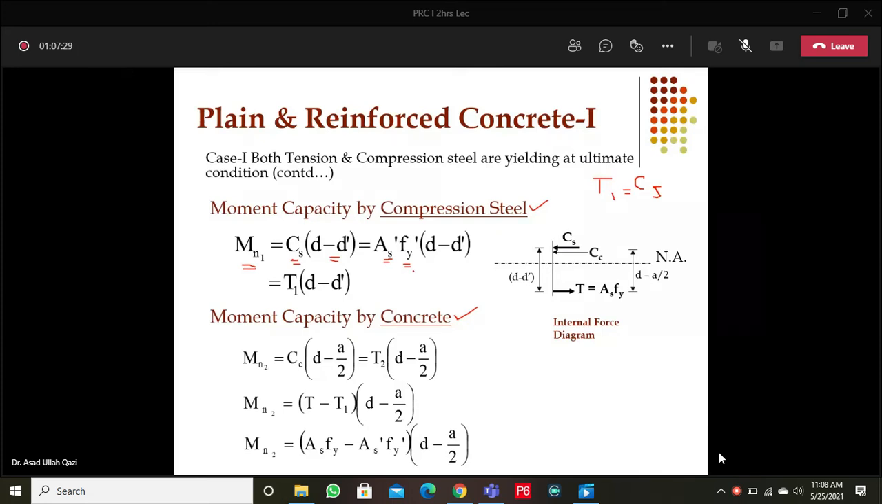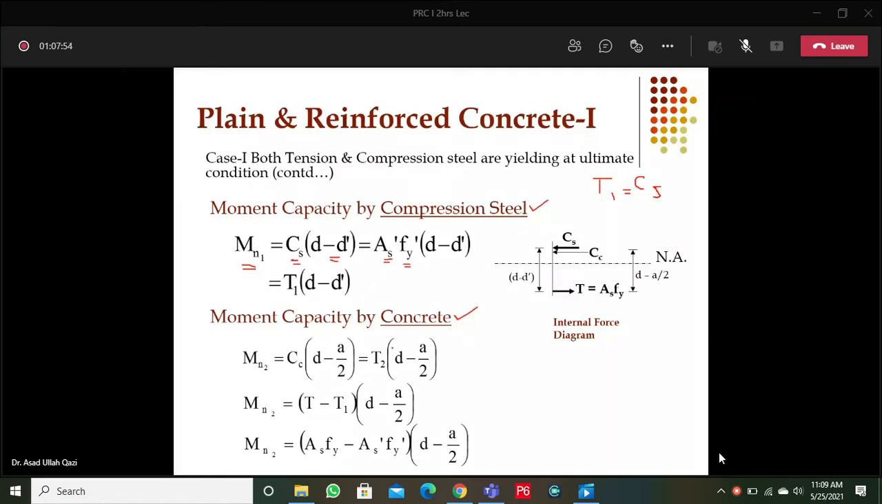So we can't use these equations, but we have to go back and rephrase our equation, which is a little lengthy, but most of the cases you will end up with a case one beam. Even if it is a case two beam, we can handle that beam without any problem, which I will discuss in coming slides.